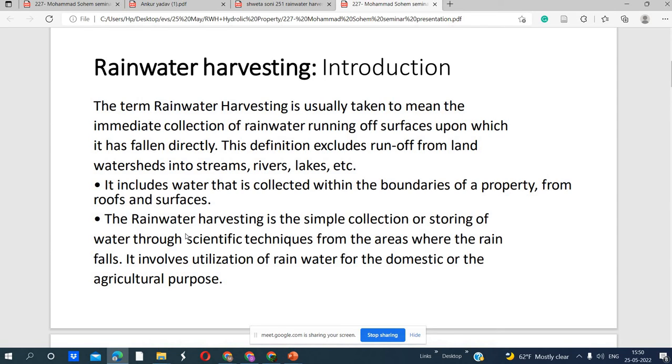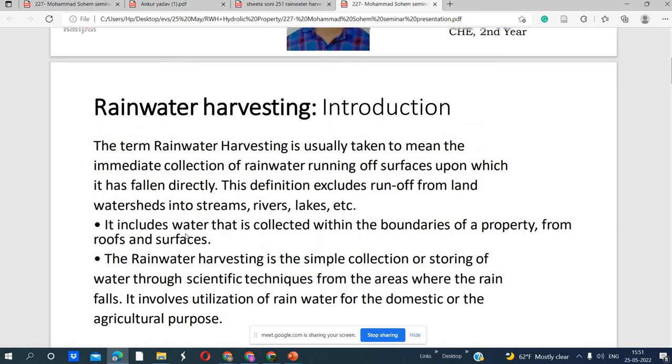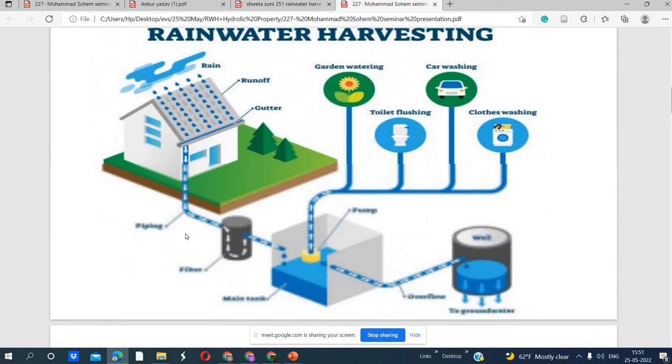Rainwater harvesting is the simple collection or storing of water through scientific techniques from the areas where the rain falls. It involves utilization of rainwater for domestic or agriculture purposes. We should know about the methods of rainwater harvesting. There are various methods like surface runoff harvesting and rooftop rainwater harvesting. Surface runoff harvesting is the method in which rainwater flowing as surface runoff is caught and used for recharging aquifers by adopting appropriate methods.